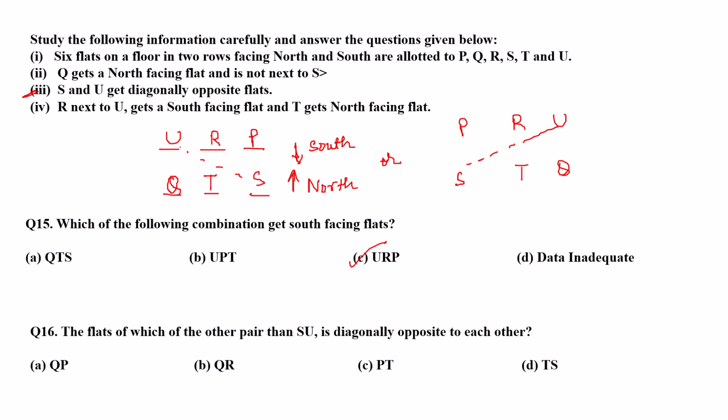Now next, the flats of which other pair than S and U are diagonally opposite? So one pair is S and U, the other pair is P and Q. So here also P and Q, isn't it? So the first option is the correct option. Okay, now moving to the next question.